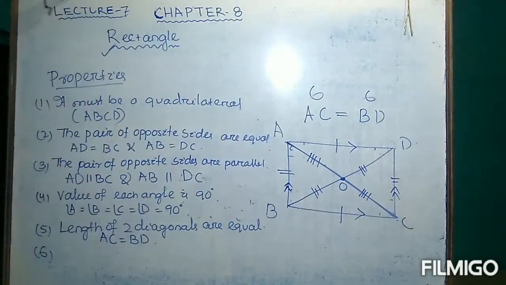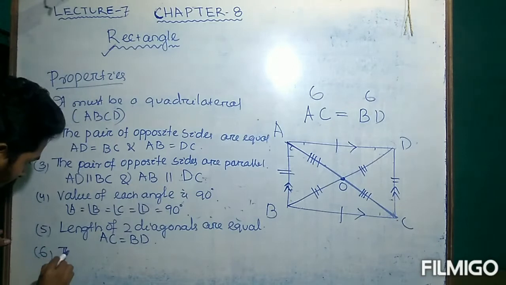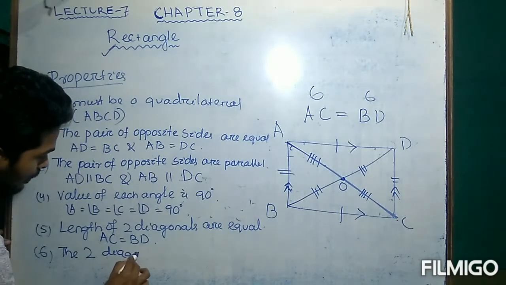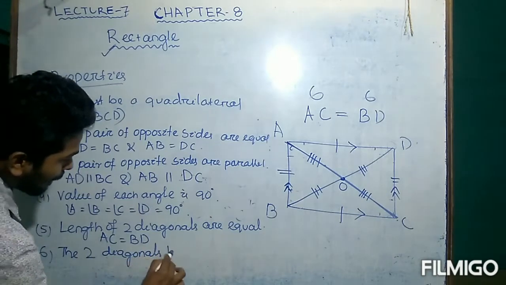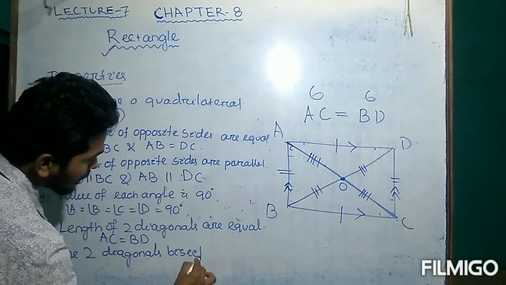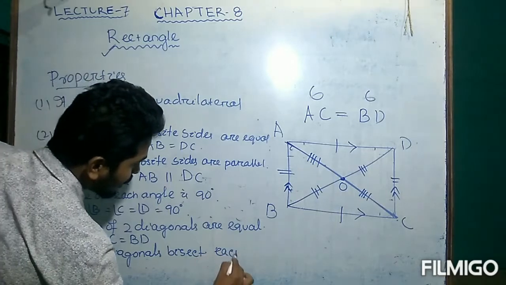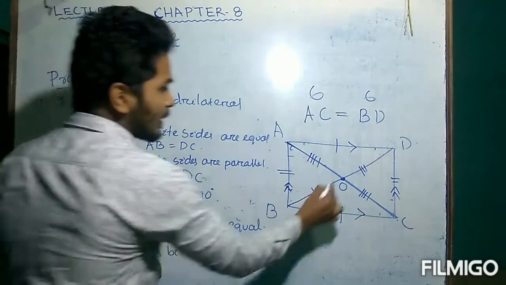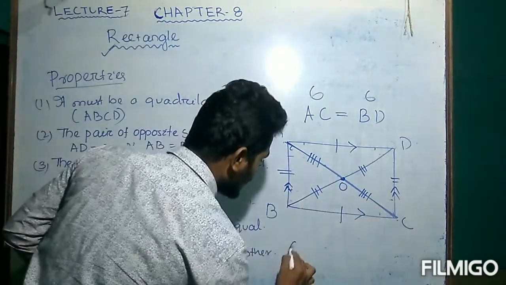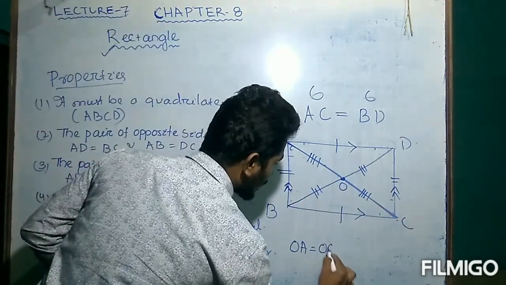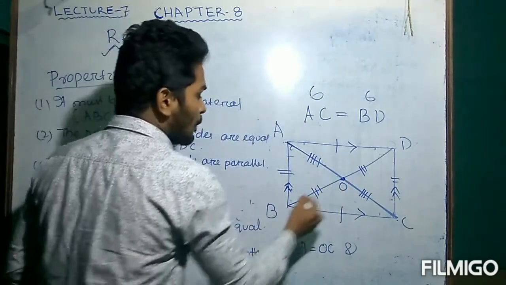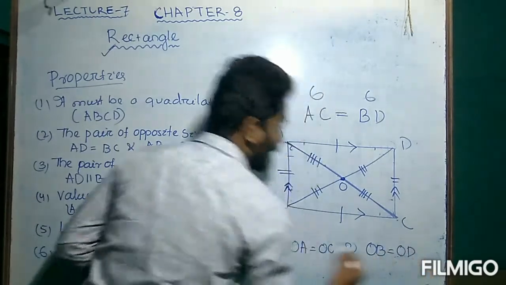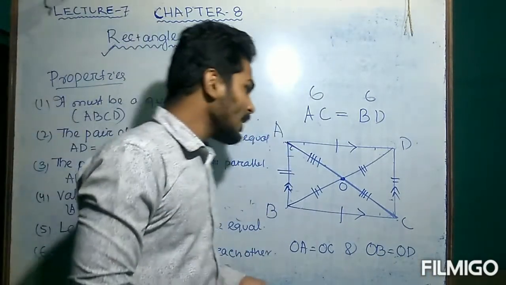Right. So you can write the two diagonals bisect each other. Okay, so it means OA is equal to OC and OB is equal to OD. Right? Understood?